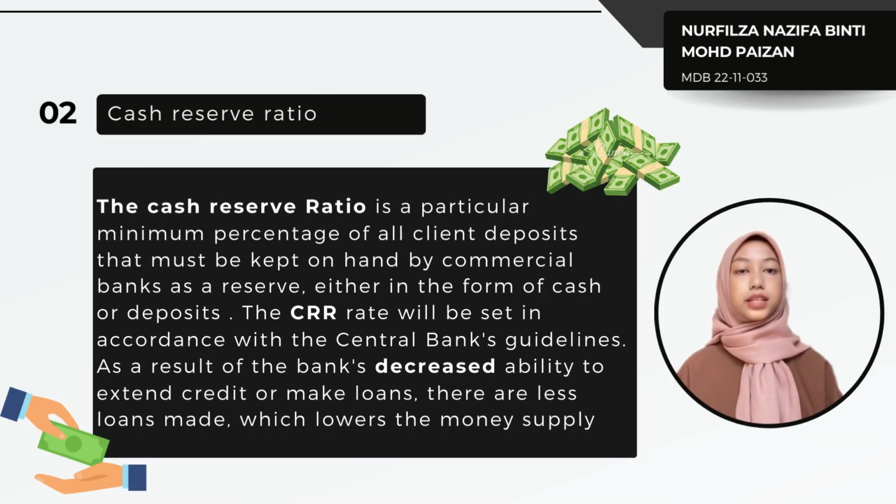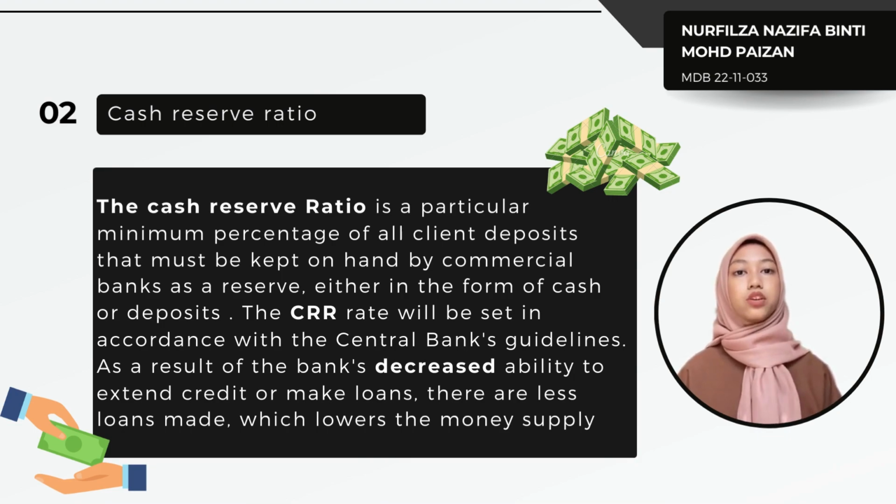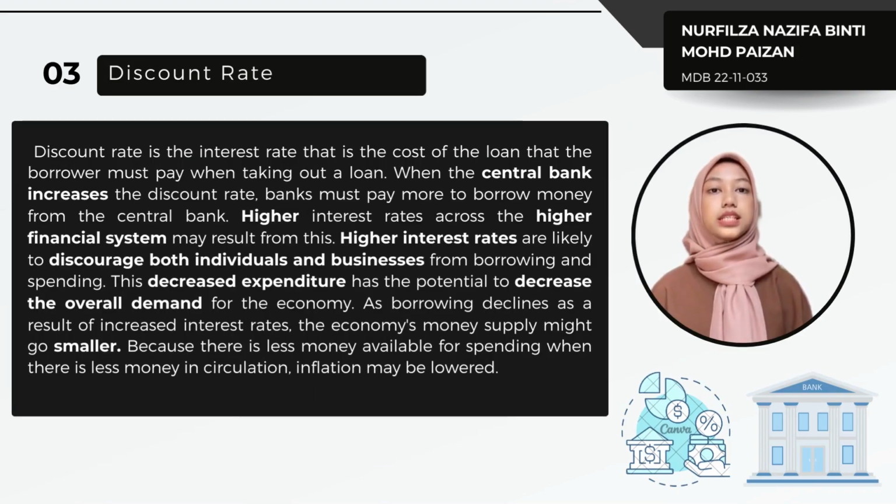During inflation, the money supply is excessive, so the central bank will act to reduce the money supply in the economy by increasing the cash reserve ratio. The cash reserve ratio is a particular minimum percentage of all kinds of deposits that must be kept on hand by commercial banks as a reserve, either in the form of cash or deposit. The cash reserve ratio rate will be set in accordance with the central bank's guidelines. As a result of the banks' decreased ability to extend credit or make loans, fewer loans are made, which lowers the money supply.